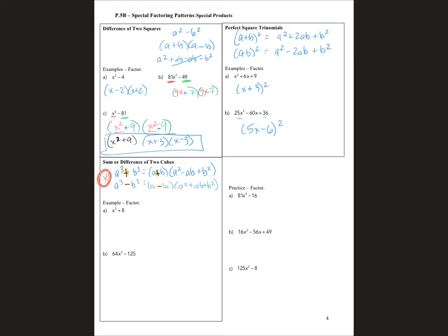So in this case, if we identify A and we identify B, in this first one, I see that A is 1. B is 8. So if I'm looking at cubes, perfect cubes, the cube root of 1 is 1. The cube root of 8 is what? 2. So I have x plus 2. And this is the sum, so I'm using the first formula. And then I have a squared minus ab plus b squared. And this is as far as I can go. This one, these are both perfect cubes, so a is the cube root of the first term.